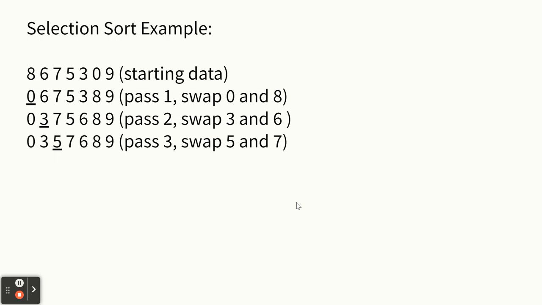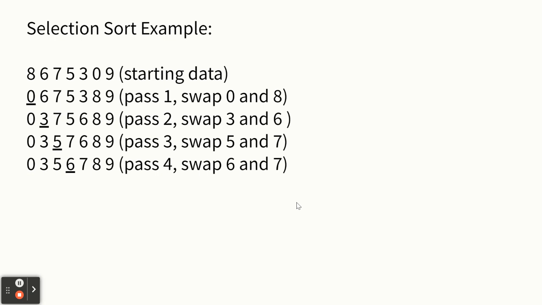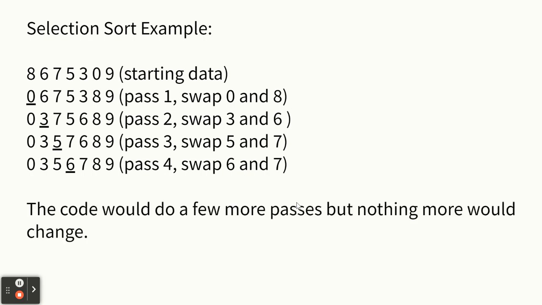Now we're on the 7. We're going to find the smallest number. It's a 6. And it looks like it's sorted. Now, Java doesn't know, though. So then it does a few more passes, but nothing more would change. And that's okay. The end passes take less time because they're shorter.